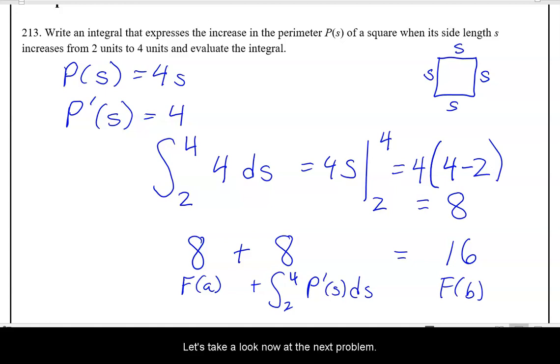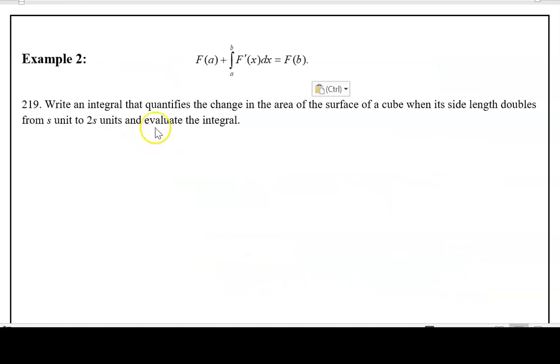Let's take a look now at the next problem. This is example 2. I've copied the formula again up here so that we have it to refer to.